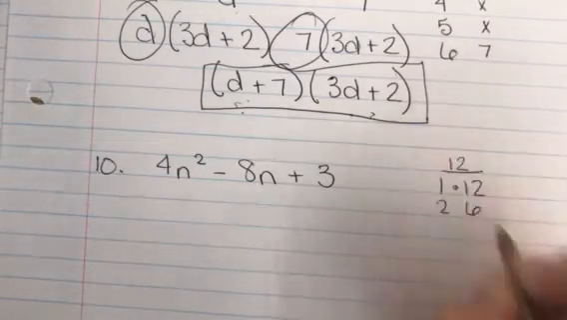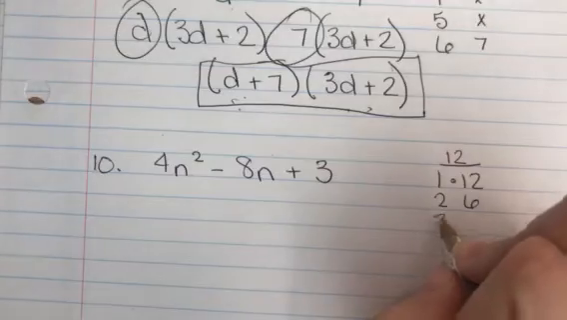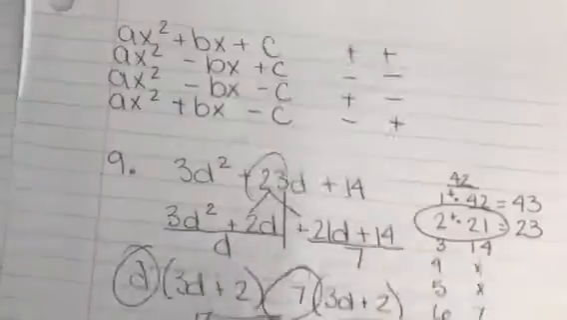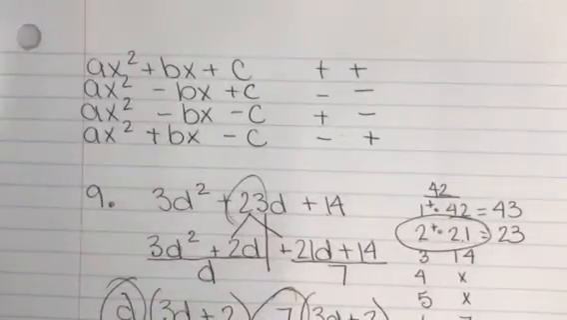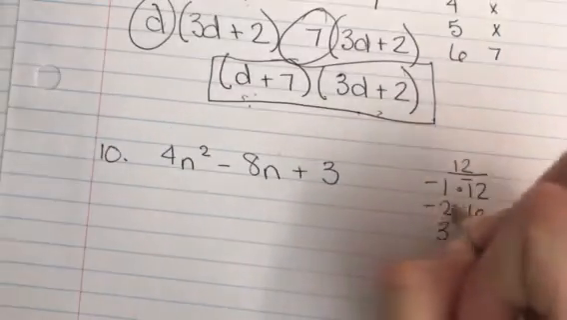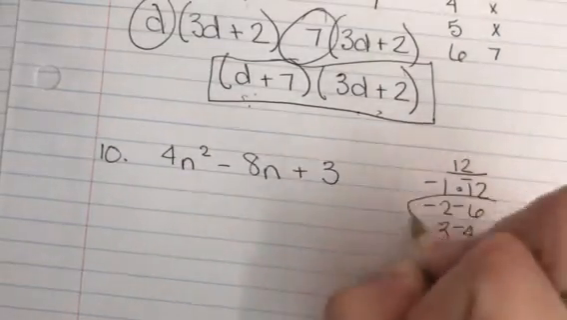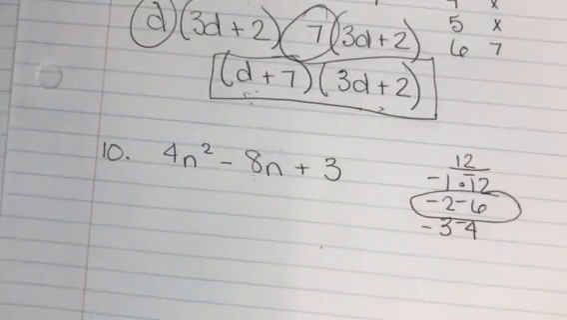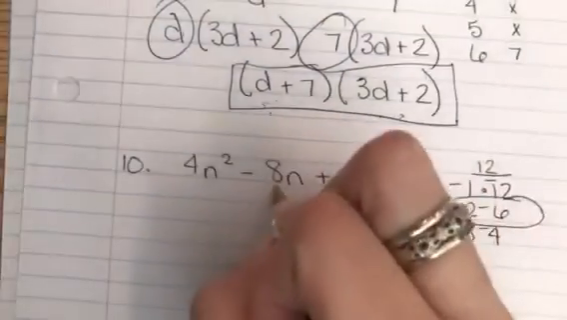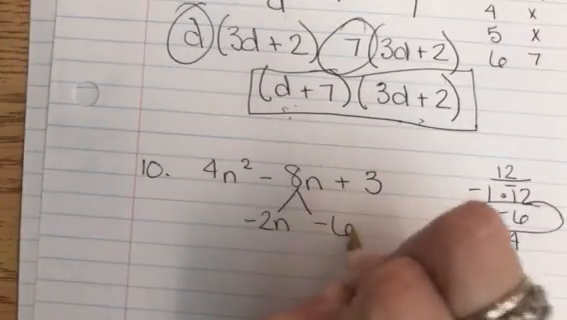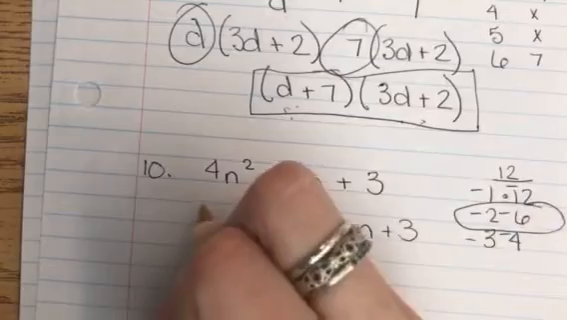1 times 12 is 12. 2 times 6 is 12. 3 times 4 is 12. Then if we look up here at our cheat sheet, this was a subtraction followed by an addition, so we're in this second category, where we need both of them to be negative. And then the negative 2 and the negative 6 are what will add up to the negative 8. So I'm going to split this into a negative 2n and a negative 6n.